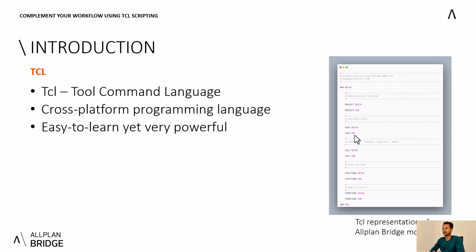Here we can see on the right side a code snippet, which is a TCL representation of a bridge model from Allplan, and you can see how it looks. Basically it's quite easy to read, and you can see it's quite straightforward, but we will dive into this later and we will see how it looks.